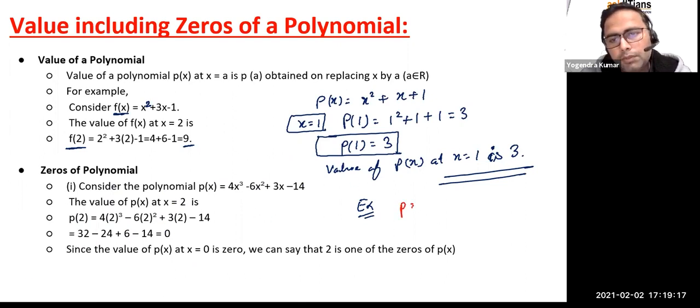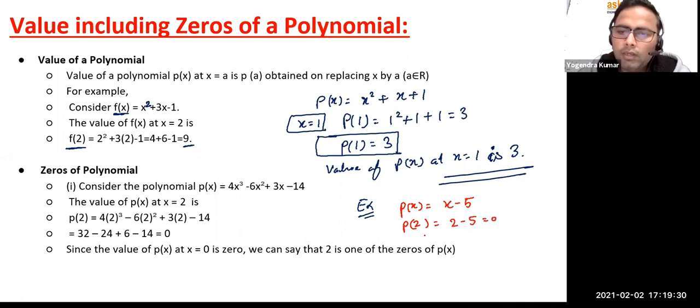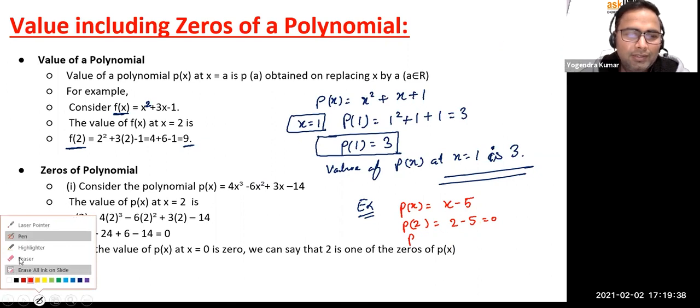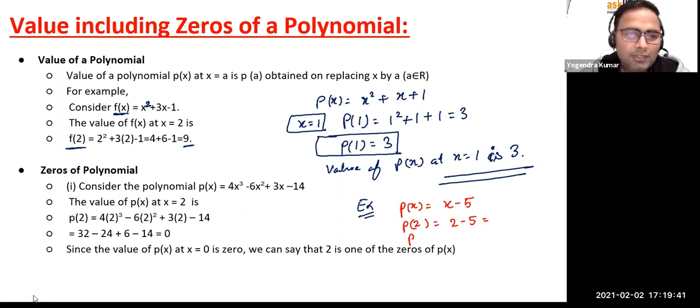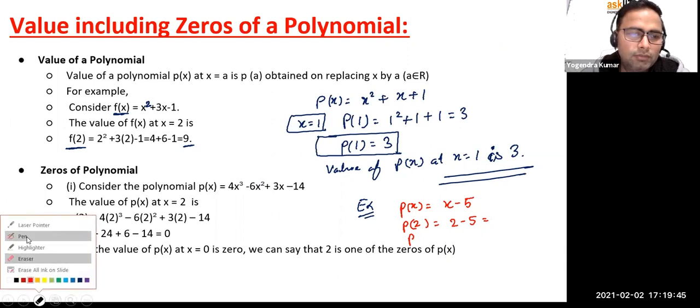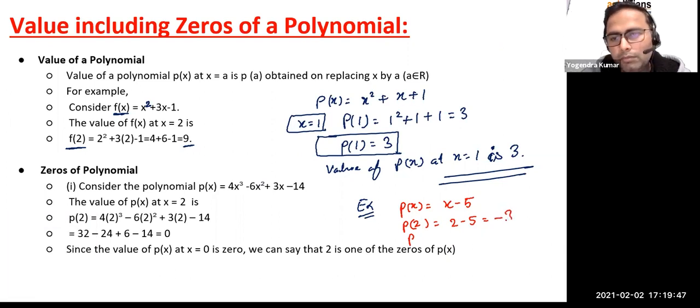If I say p of x is equal to x minus 5, and I find p of 2, what am I getting? 2 minus 5, which is minus 3. Sorry, I was going to write 0 next, but wrote it here. Let me change it. It will be minus 3.